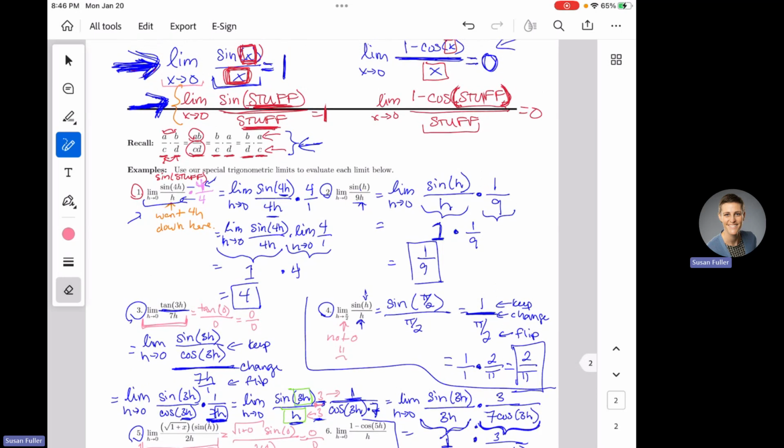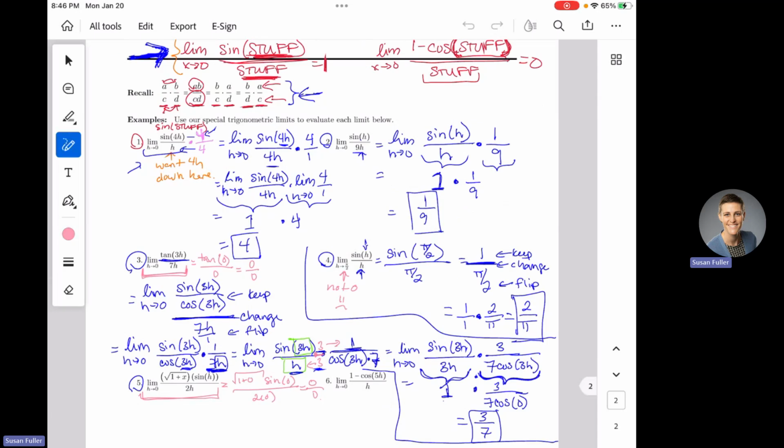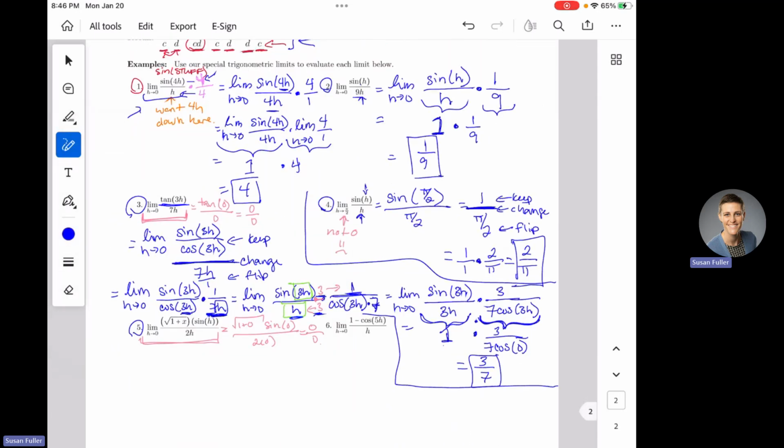So I'm going to look and say, do I have the makings of a gift up here? Well, I have a sine of h on the top. So I might have a gift hidden in here. So what we're going to do is we're going to reorganize and see if I can. Everything in here is connected by multiplication, so I can reorganize. So I'm going to reorganize and see if I can find a gift in here somewhere.